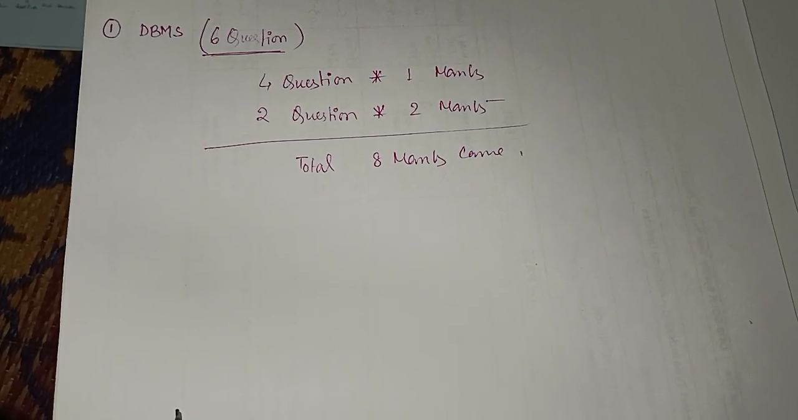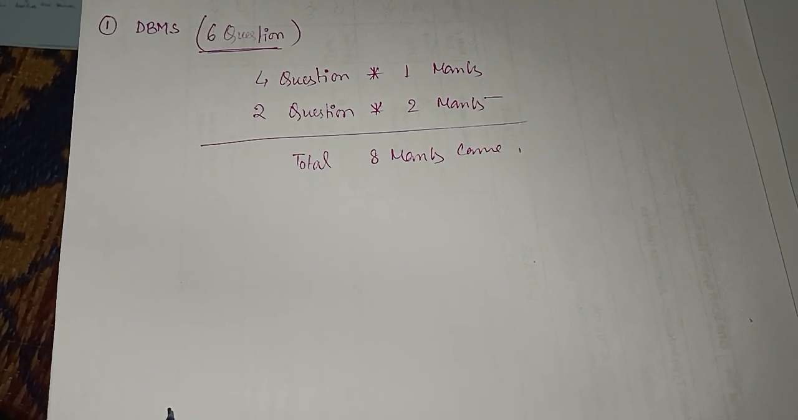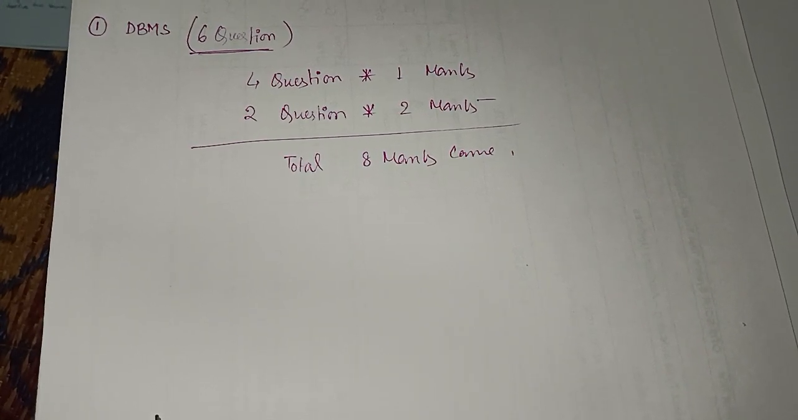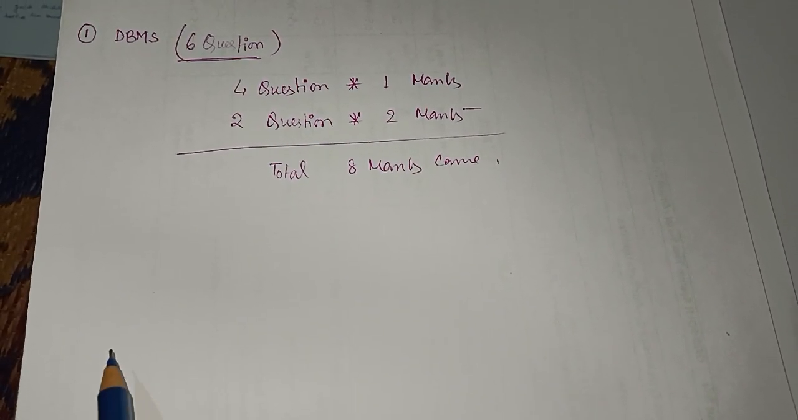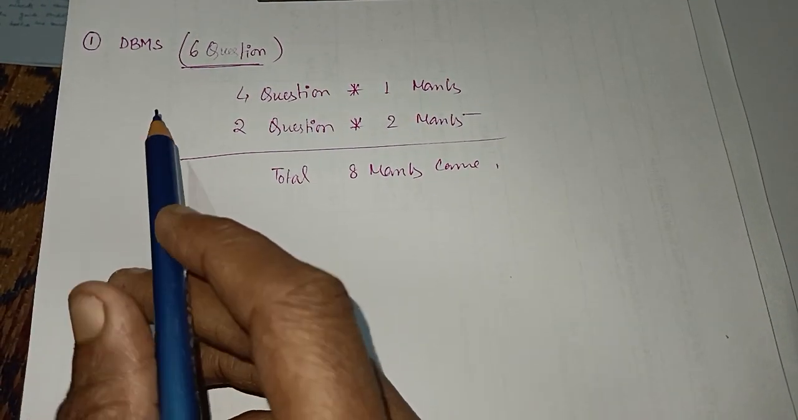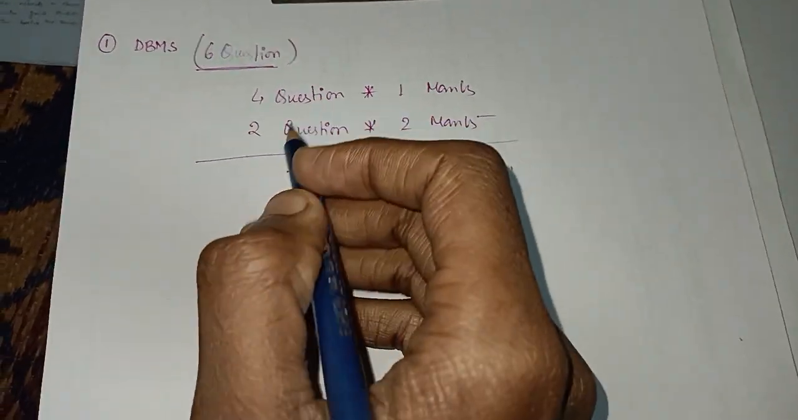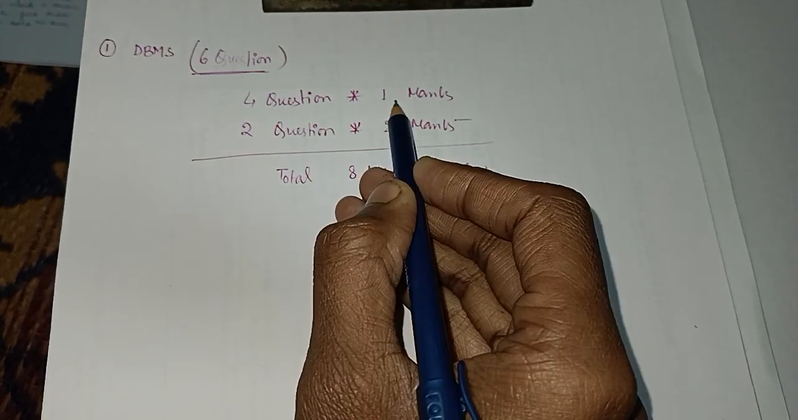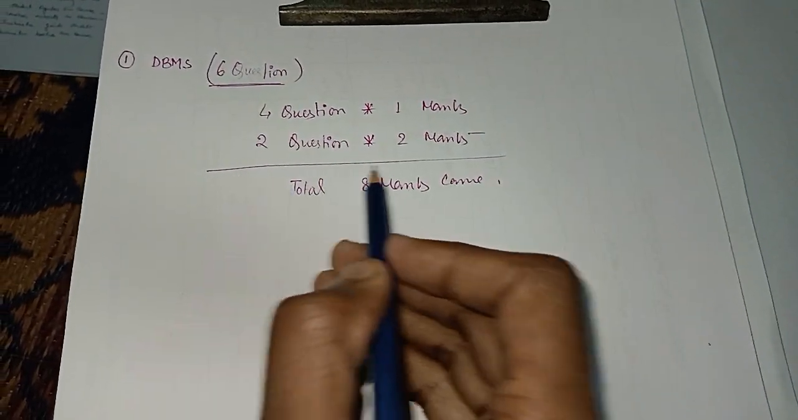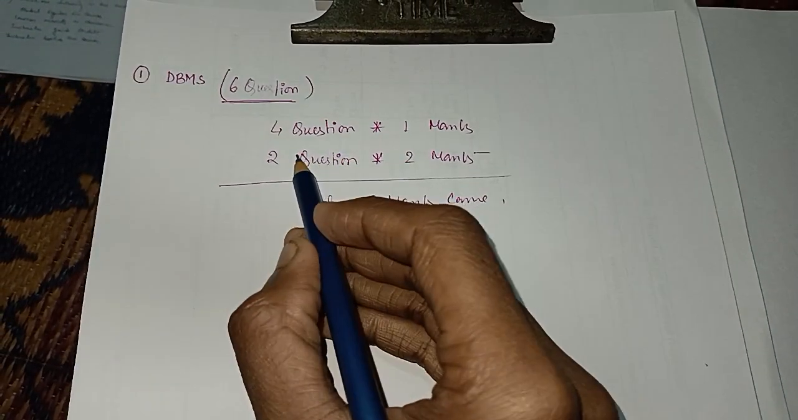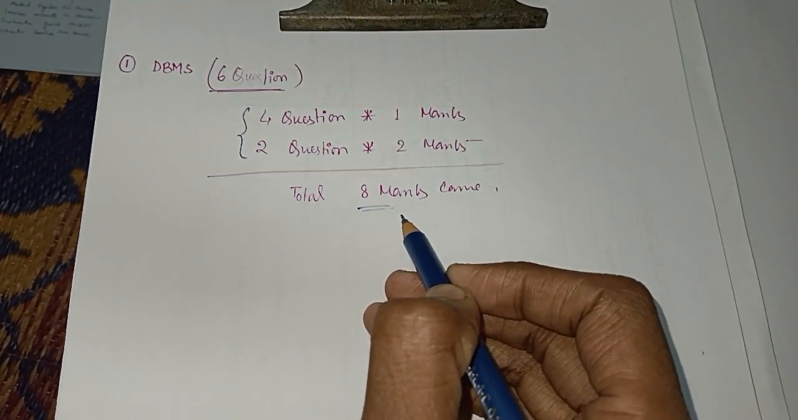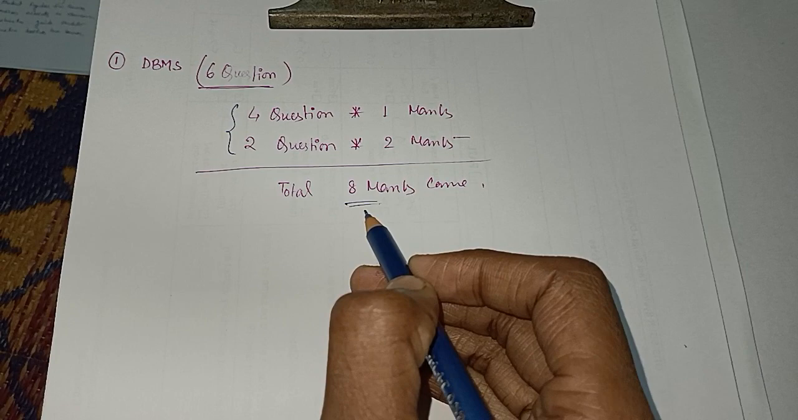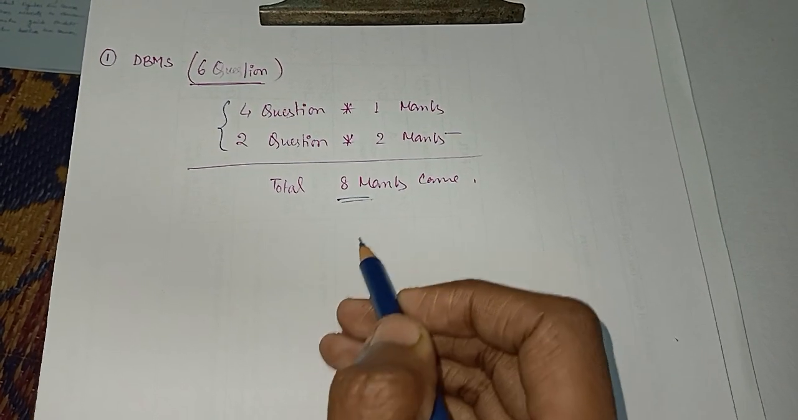Today the GATE 2024 CS paper is being conducted. We are discussing the first part of the first set, where we discuss the memory-based questions. In DBMS we get six questions: four questions are 1 mark and two questions are 2 marks. In total, six questions came and 8 marks were asked in DBMS. We are discussing the six questions serially.